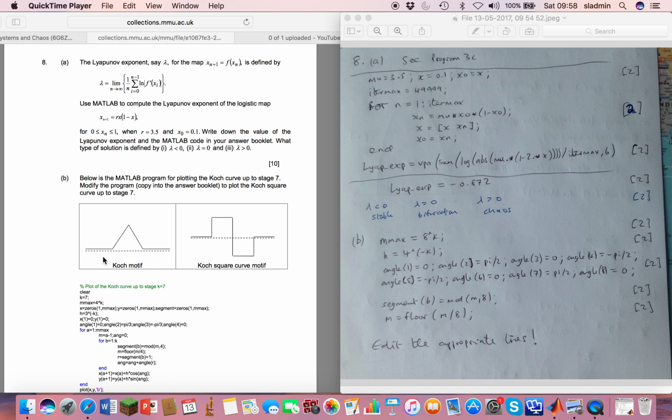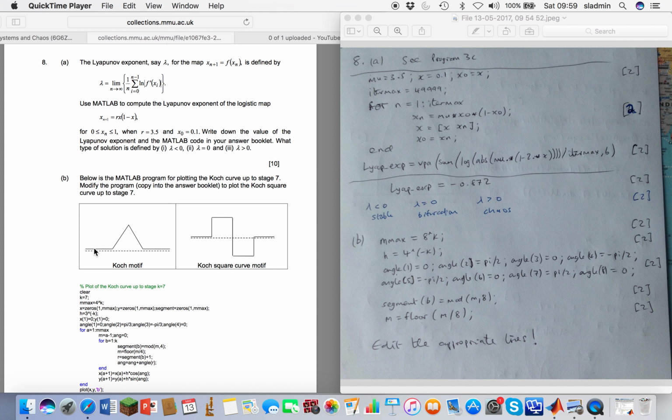For part B, we need to edit certain lines here. So in your answer booklet, you only have to record the lines that have been edited. You'll notice that in this case, we have 4 segments, but in this one we have 1, 2, 3, 4, 5, 6, 7, 8. So we need m max is going to be 8 to the k, because at each stage, each segment is replaced with 8 segments. Here the scaling, we've got h is 3 to the minus k, so this is 1/3.